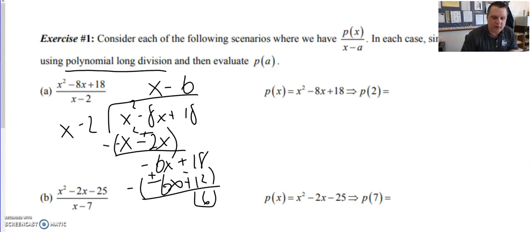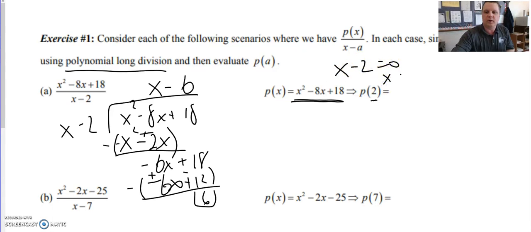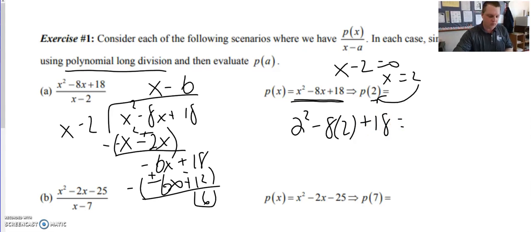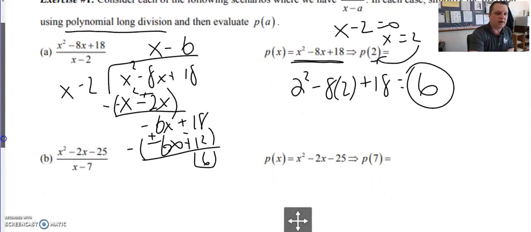Now, what it also means is that if I take the numerator, which is x squared minus 8x plus 18, and I put in a value of 2, and where the 2 comes from is I have x minus 2 equals 0, x equals 2. So I'm going to plug that in and evaluate. So if I did 2 squared minus 8 times 2 plus 18, that equals 6, which is the exact same as the remainder. So that's what division also represents. It's the value if you substitute in the denominator that you are dividing by.